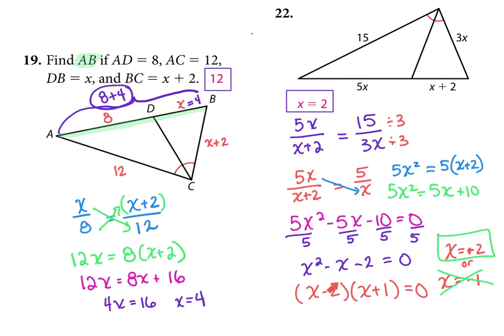So then I set each piece. X minus 2 equals 0. That gave me positive 2. X plus 1 gives me 0. That gave me negative 1. Why did I not take the negative 1 as my answer? Why can X not be negative 1?